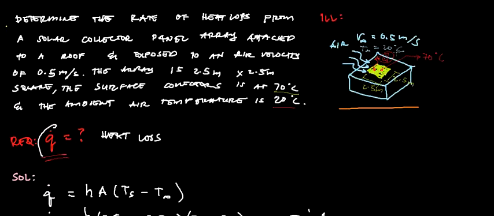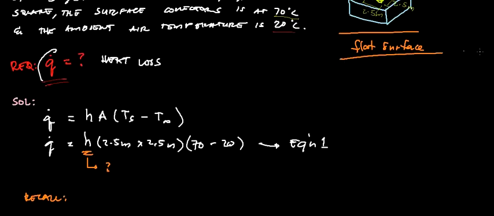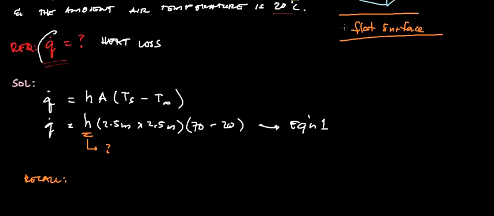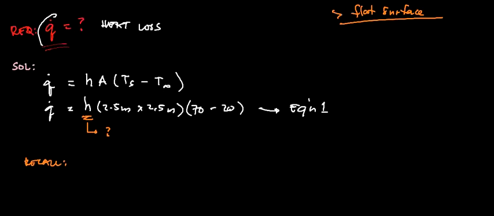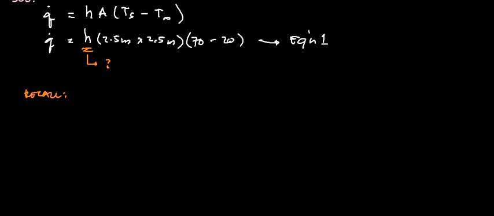So based from this problem, we have a flat surface, right? So we are dealing with this panel. We have a flat surface, and we already have discussed some important matters regarding this flat surface. As we recall, one of those important things is regarding the Nusselt number, right?